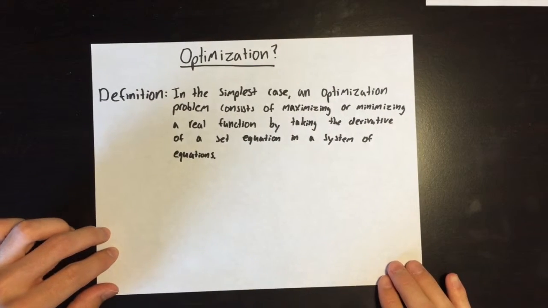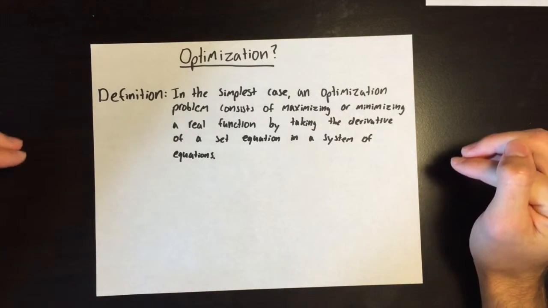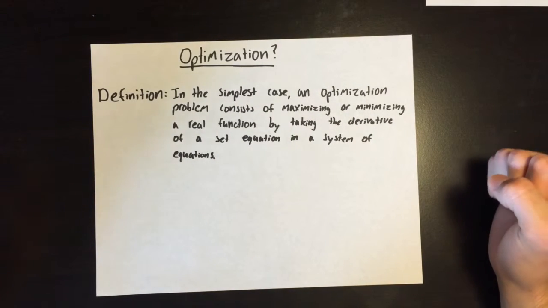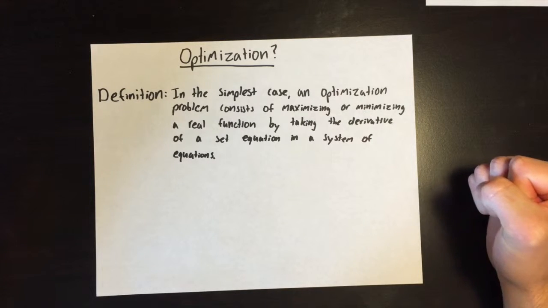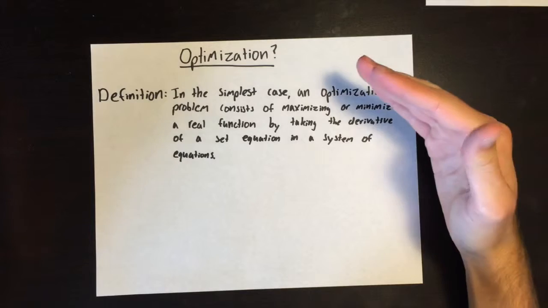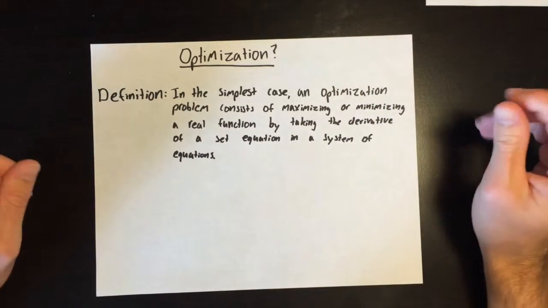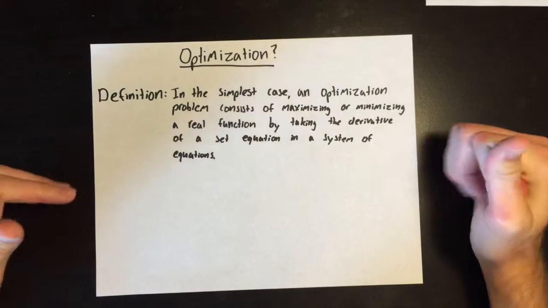Alright, today we'll be talking about optimization. In the simplest terms, an optimization problem consists of maximizing or minimizing a real function by taking the derivative of a set equation in a system of equations. For example, if I wanted to find the maximum product of two numbers that add up to 10, we would take the derivative of the product equation, not the one that's summing it. So that would be the set equation that we take the derivative of in the system of equations.